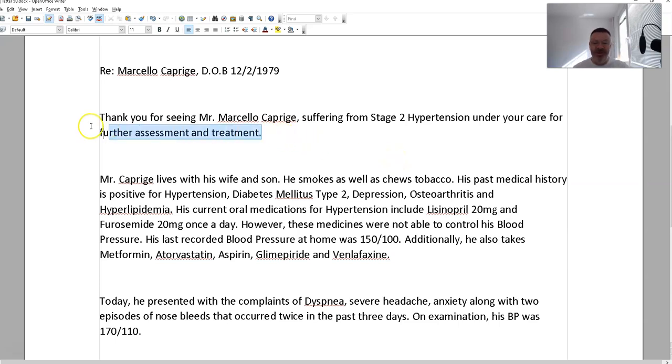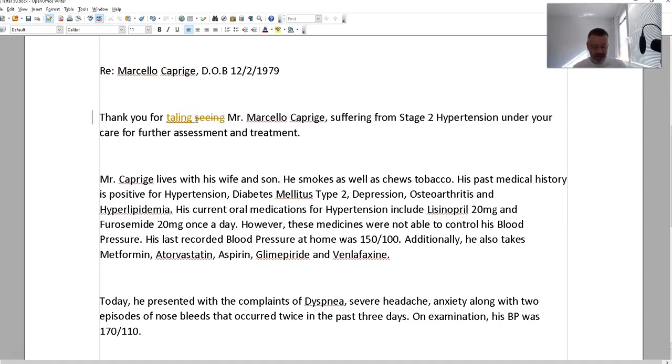So this purpose is totally ineffective. Thank you for seeing for what? So it's either thank you for seeing or thank you for taking. If we're not going to change the rest of it, you take someone into your care, right? Thank you for taking Mr Marcos, comma, extension, into your care for further assessment and treatment.